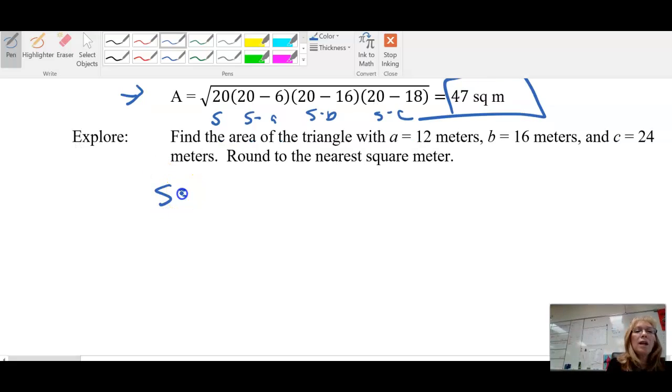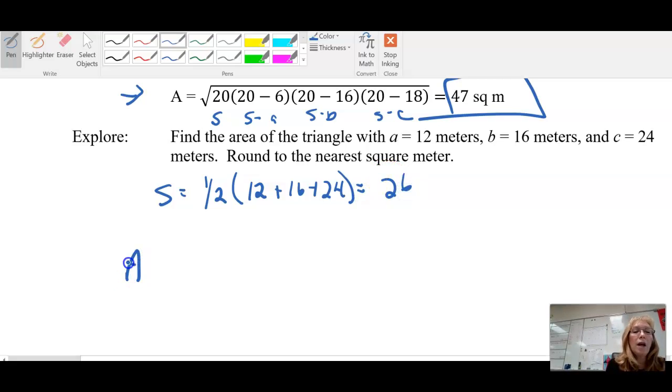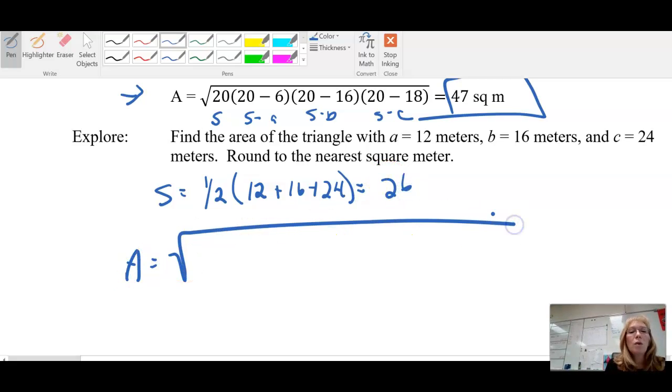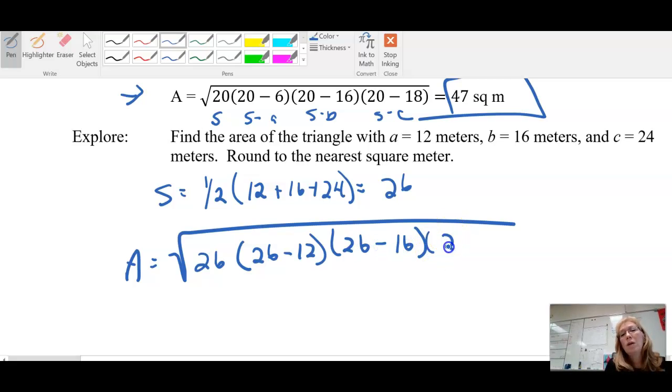Step 1 was to calculate S. 1/2, 12 plus 16 plus 24. And you should have gotten 26. Step 2 is the area. Square root 26, and then 26 minus A, 26 minus B, 26 minus C. Plug that in your calculator, and you should have gotten 85.3 meters squared.